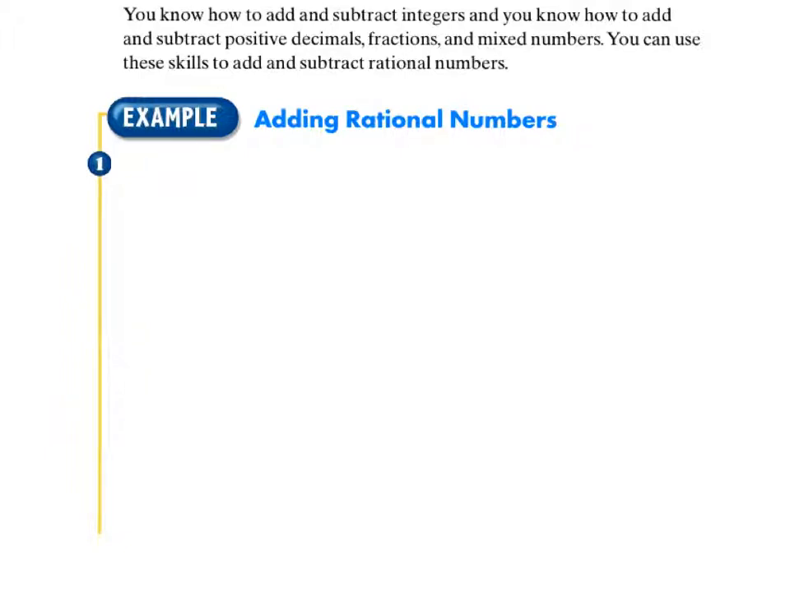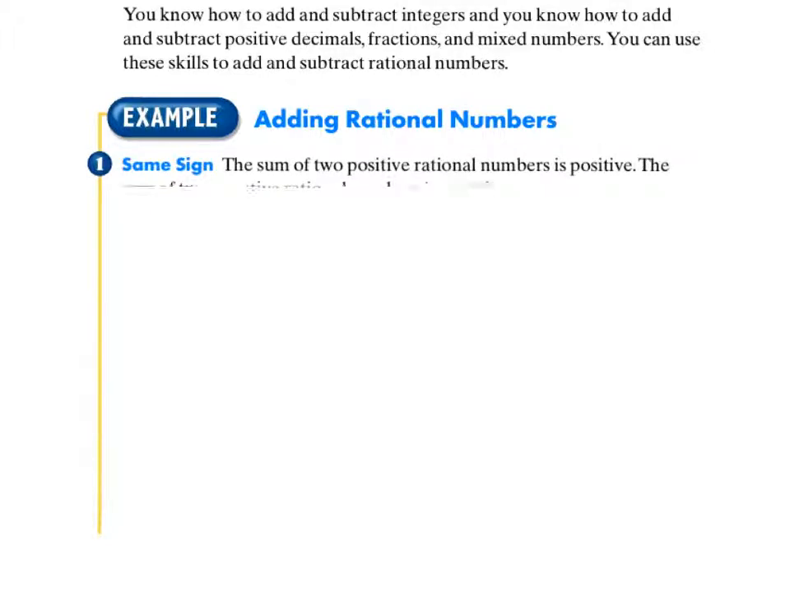You know how to add and subtract integers, and you know how to add and subtract positive decimals, fractions, and mixed numbers. You can use these skills to add and subtract rational numbers. So the sum of two positive rational numbers is positive, and the sum of two negative rational numbers is negative. So the sum of two positive numbers is positive, and the sum of two negative numbers is negative.